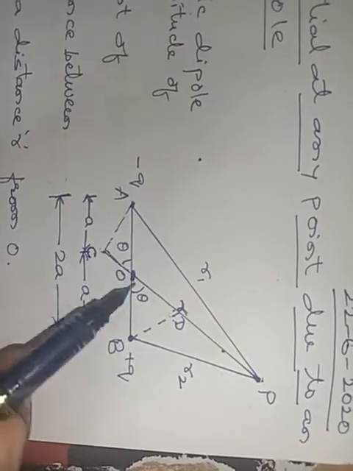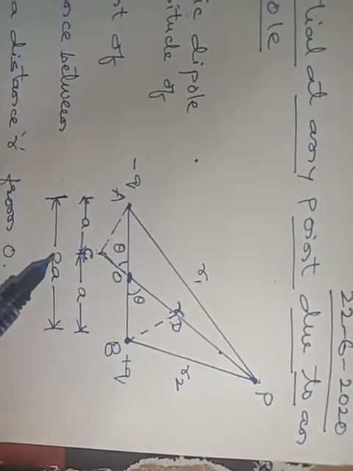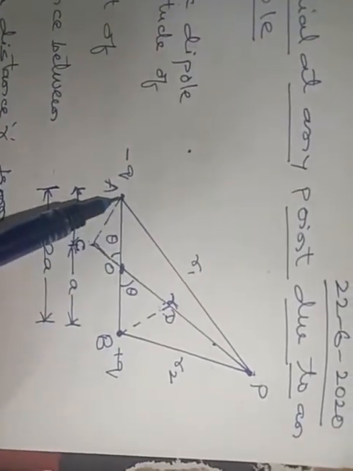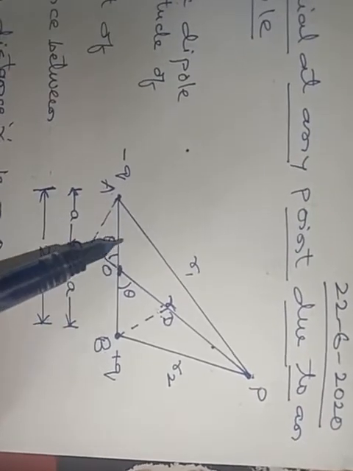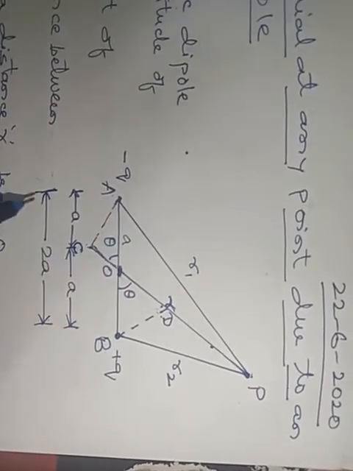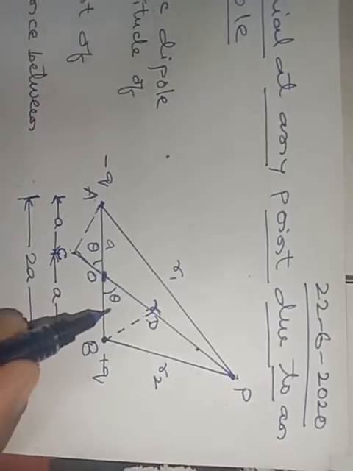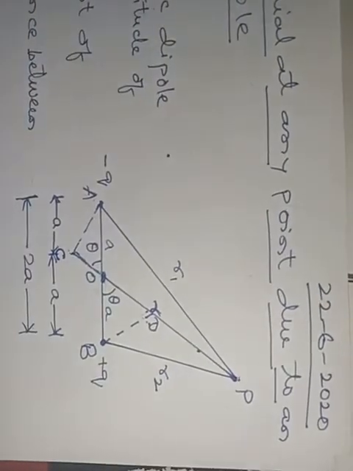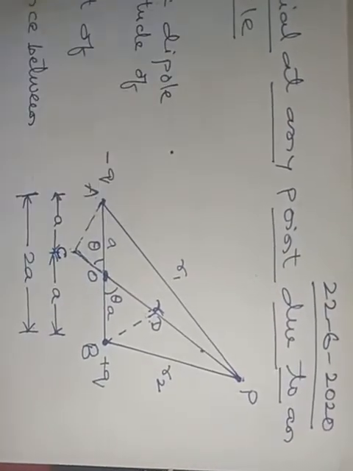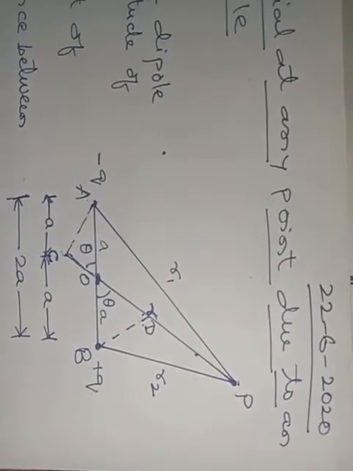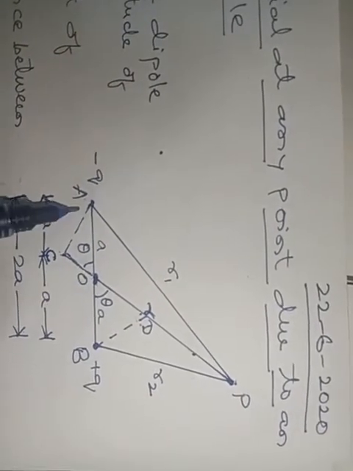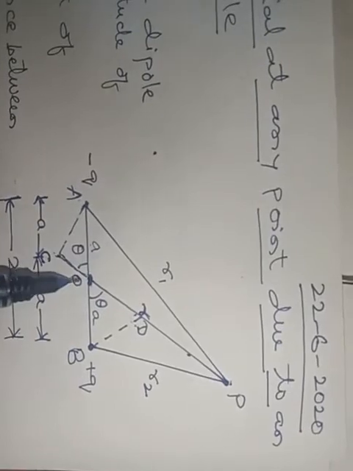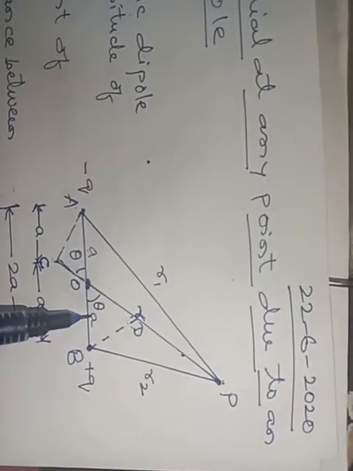Only we have to calculate now the CO value. Out of the CO, the AO value we know. How much is it? A. What is OB? OB is also A. Why? Because O is the midpoint of the dipole. Since O is the midpoint of the dipole, therefore AO is equal to A and OB is equal to A.